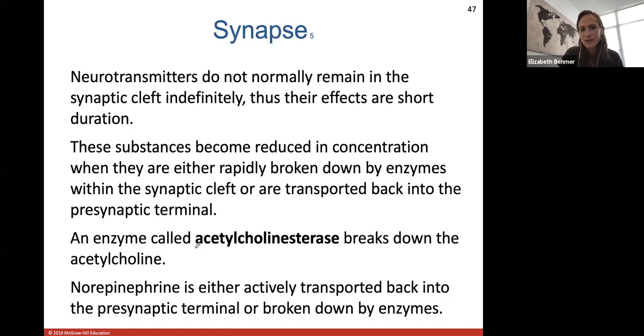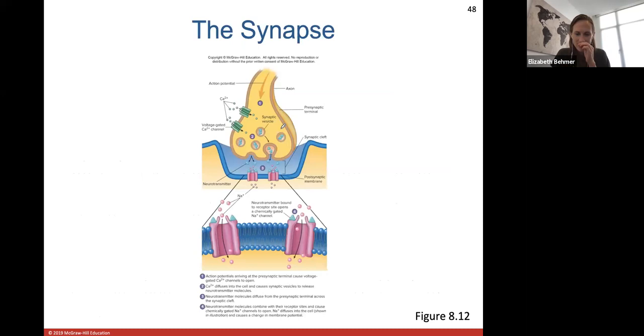A really well-known enzyme is called acetylcholinesterase, which breaks down the acetylcholine. Norepinephrine, that neurotransmitter, will either be actively transported back into the presynaptic terminal or broken down by enzymes. When a person has low calcium or high calcium, yeah, calcium levels will affect everything, because calcium is needed with the nervous system to start the release of these synaptic vesicles. Calcium is really needed in a lot of other parts of the body too. So levels of calcium in the body are incredibly important.